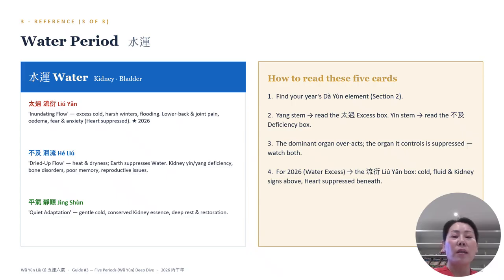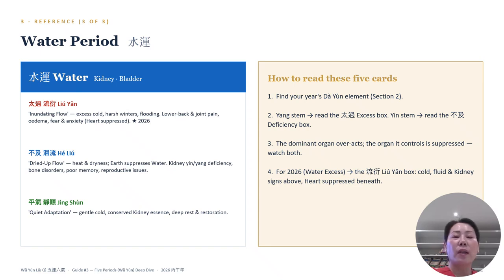On the right is the simple way to use all 5 cards. 1. Find your year's WuYun element. 2. If the stem is yang, read the excess box. If yin, read the deficiency box. 3. Remember the dominant organ overacts, and the organ it controls is suppressed. So you watch both. And the 4th, for our year 2026 is water excess.